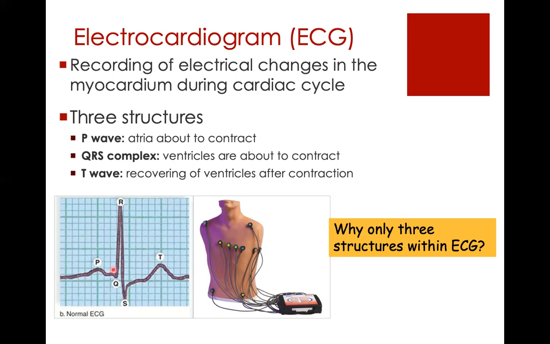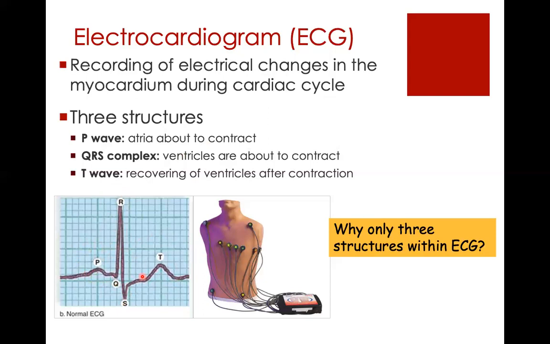The first one we have, which is your P wave, is when your atria are about to contract. After the atria contract, you follow that by this really large peak, which is what? Your QRS, and logically it is associated with your ventricles about to contract. So atria about to contract for the P wave, and ventricles about to contract for the QRS. The T wave, which is the last wave we have, is when your ventricles start to recover or relax after their contraction.